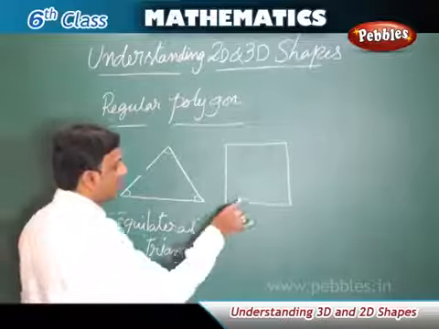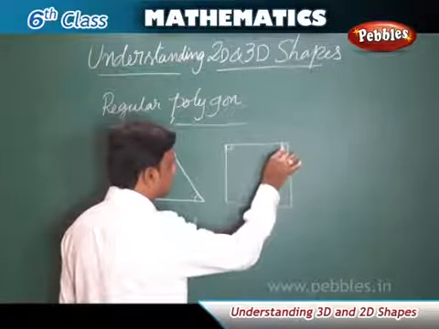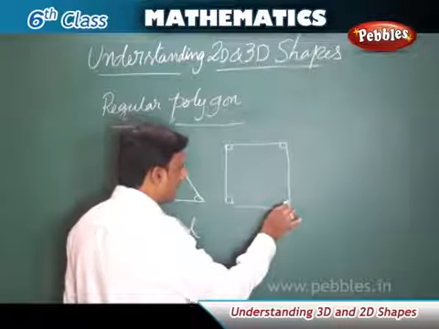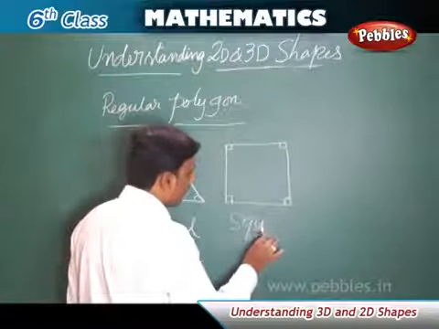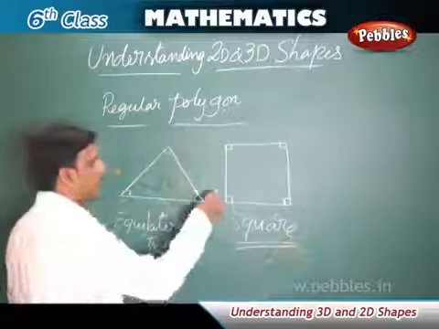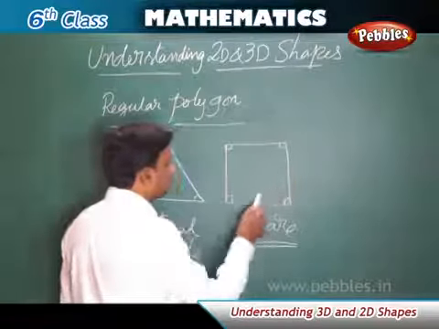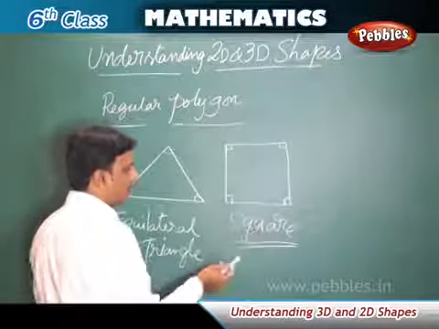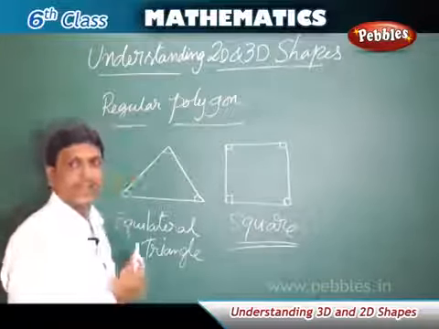In the same way, here we have a quadrilateral. If all the sides and angles are equal, we call this quadrilateral a square. Here all the sides have the same value and at the same time all the angles are of the same value. We call this a square. A square is also an example of a regular polygon.